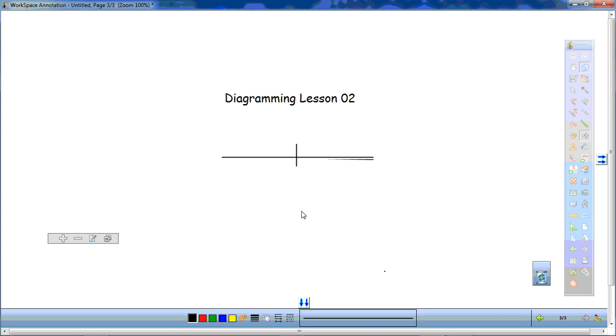Welcome to Diagramming Lesson 2. The first lesson was pretty quick, and now what I want to do is go through and help you a little bit more by just reviewing what we did before and then just showing you some more examples.